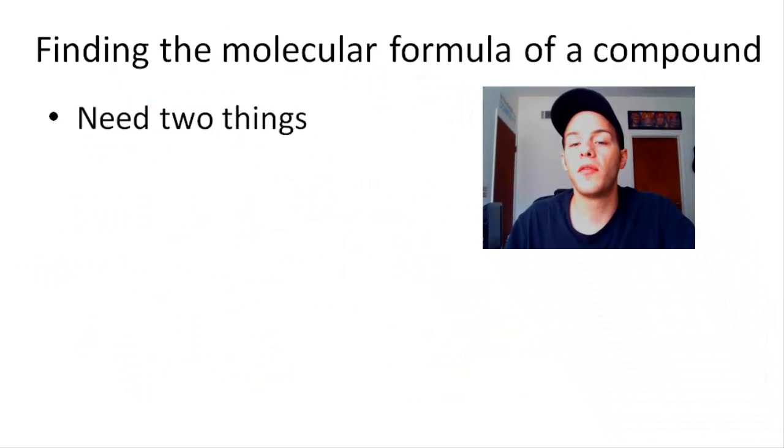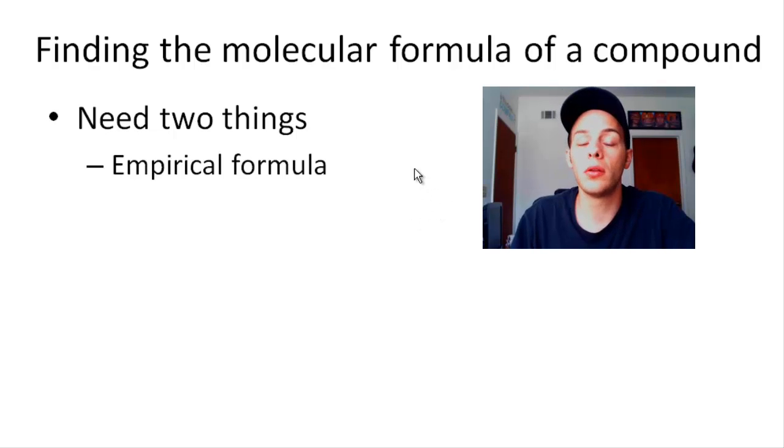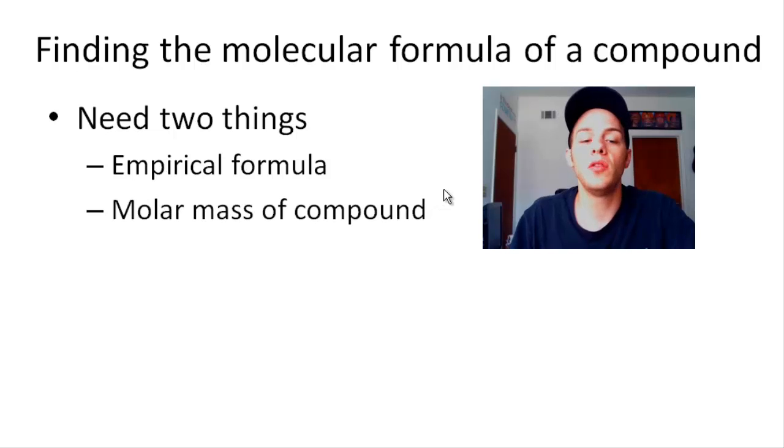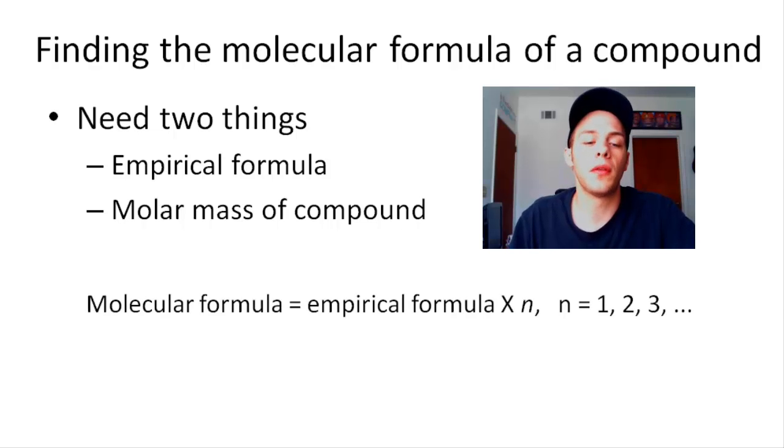So let's go ahead and talk about finding the molecular formula for a compound. To find it, you need two key pieces of information. First, you need the empirical formula for the compound, and then you also need the molar mass of the compound. So how do you calculate the molecular formula given these two pieces of information? We established earlier that the molecular formula is a whole number multiple of the empirical formula. In the form of an equation, it looks like this: molecular formula equals empirical formula times n, where n is equal to 1, 2, or 3, etc.